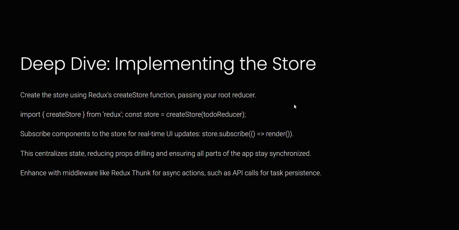Next one, deep dive: implementing the store. Create the store using the Redux createStore function, passing your root reducer. Import createStore from Redux. const store = createStore. Subscribe components to the store for real-time UI updates. This centralized state reduces prop drilling and ensures all parts of the app stay synchronized. Enhanced with middleware like Redux Thunk for async actions such as API calls for task persistence.